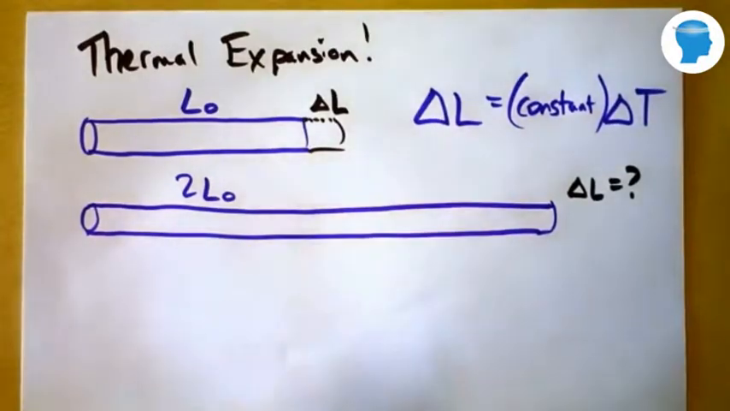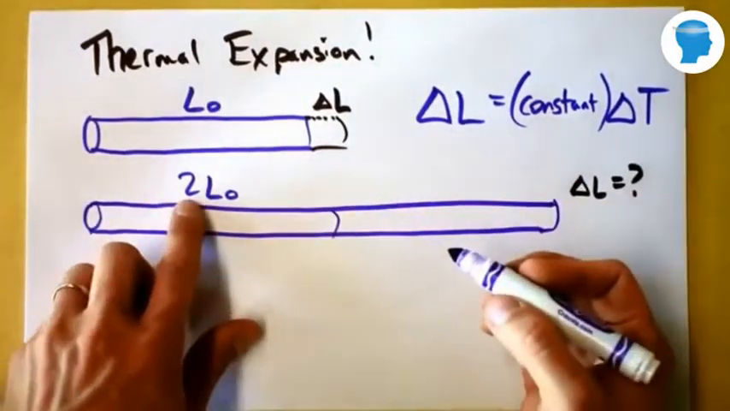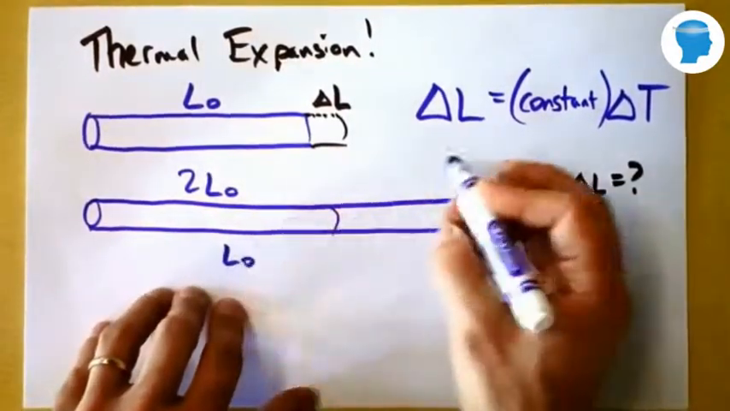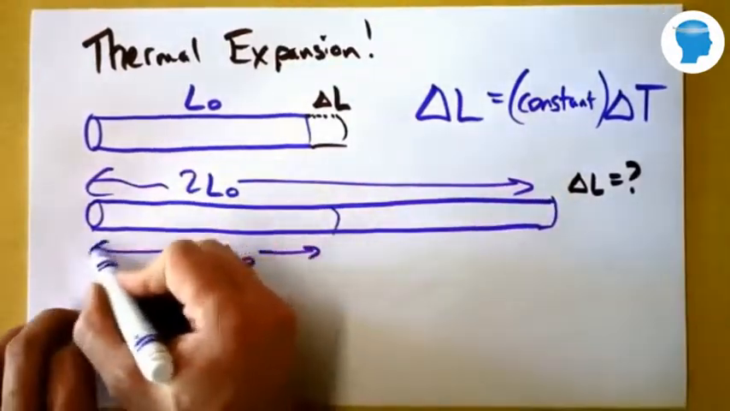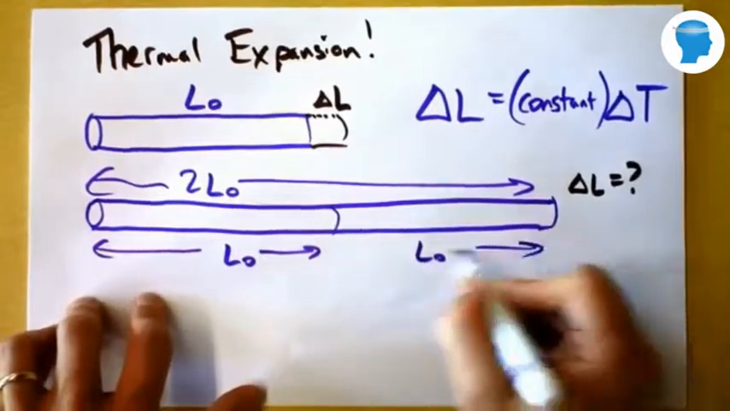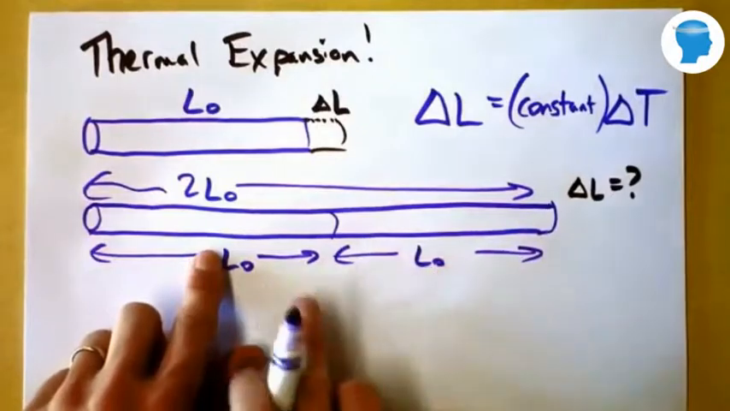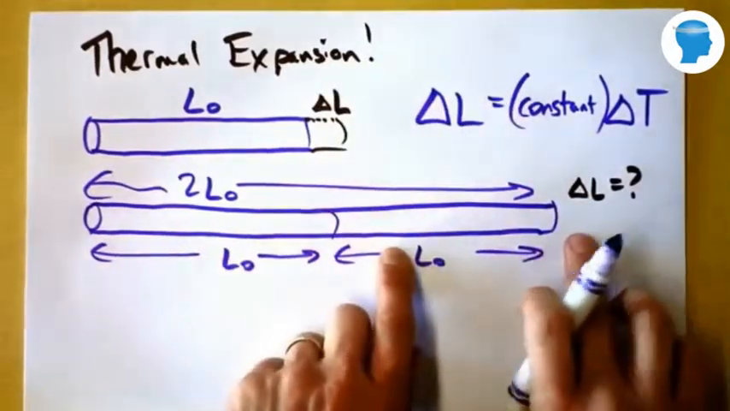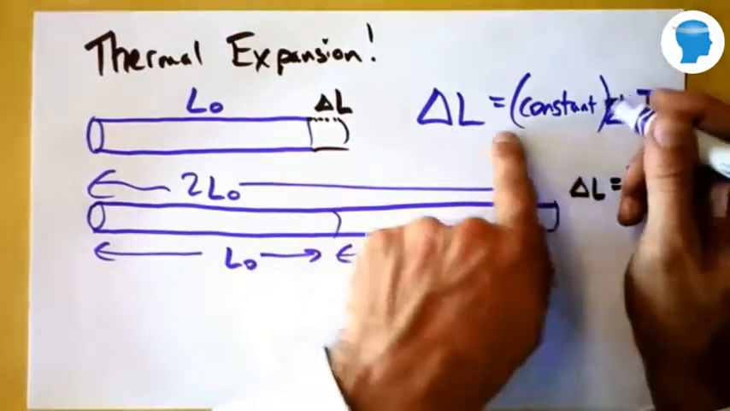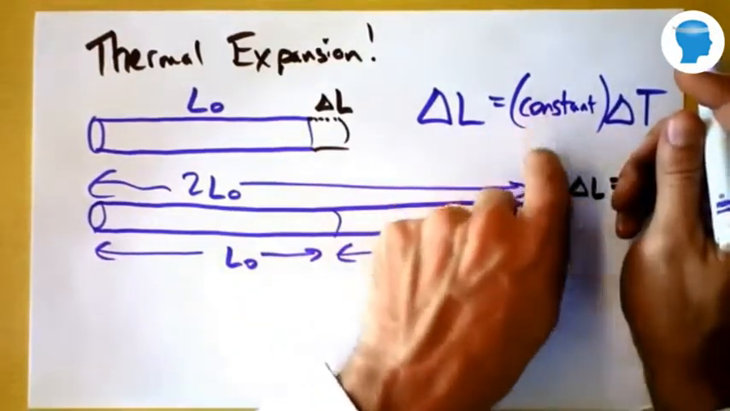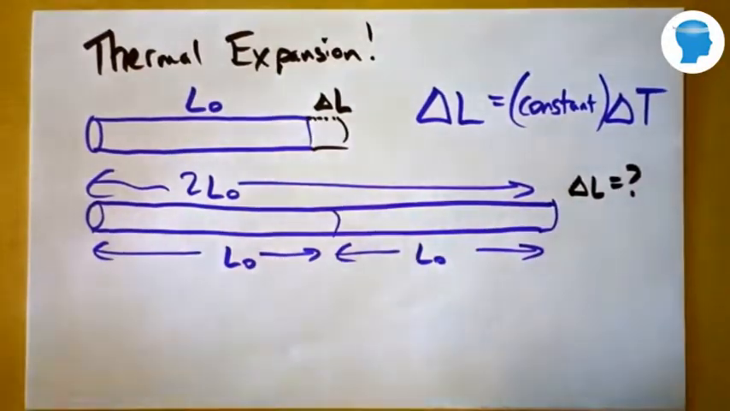Well, one way of looking at this is that this chunk of metal is 2 chunks of metal. There's one here that's L0 and the other one here that's L0. And there's 2 of them here and just one of them here, so this one's going to expand by this delta L, this one will expand by that delta L. So right now I'm implying that this constant has something to do with how long it starts out. This is a little counterintuitive, so make sure that you believe this equation I'm about to write.